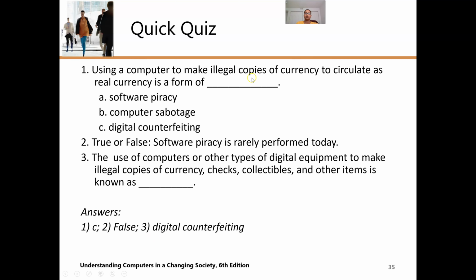The act of making illegal copies of currency to circulate as real currency is a form of digital counterfeiting, which we already saw. Software piracy is rarely performed today? False. It is very much possible that software piracy can take place very frequently and often. The use of computers and other types of digital equipment, which we already saw here, is known as digital counterfeiting.